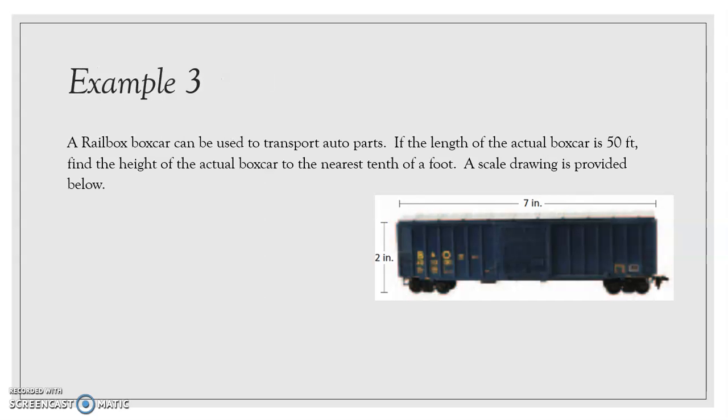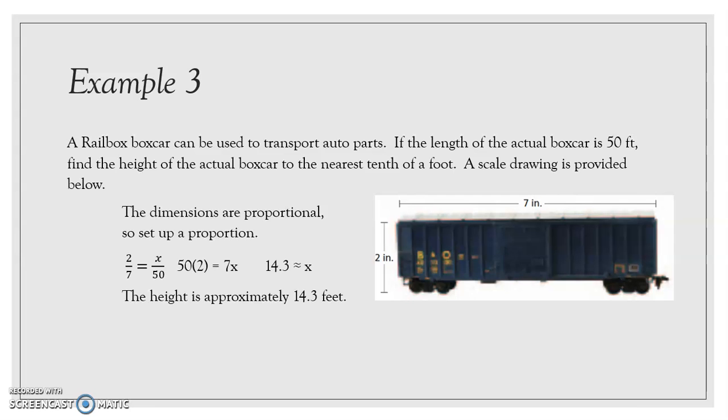Okay, so example 3 says a rail boxcar can be used to transport auto parts. If the length of the actual boxcar is 50 feet, find the height of the actual boxcar to the nearest tenth of a foot. A scale drawing is provided below. What this is is a model that shows the length and the height of the boxcar in inches. So you're going to be doing the same thing that we did in the last example of lesson 1. So see if you can do that and then come back here to check your answer.